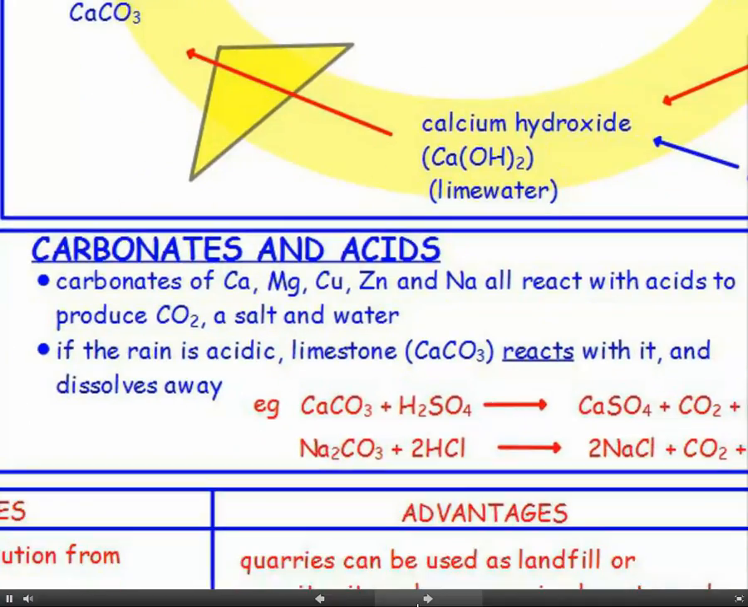Carbonates and acids. Now, carbonates of calcium, magnesium, copper, zinc and sodium all react with acids to produce carbon dioxide, a salt and water. And if the rainwater is acidic, then the limestone, the calcium carbonate that our buildings may be made out of, react with the rain, and then it gets dissolved away. So this is a chemical reaction.